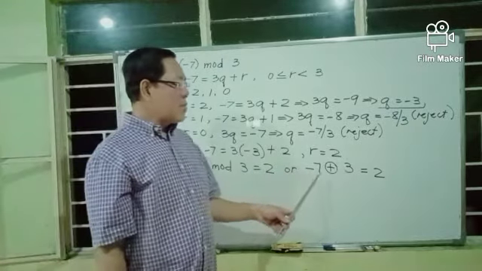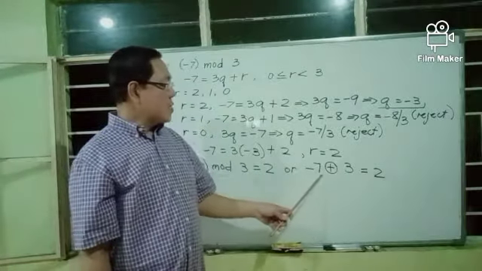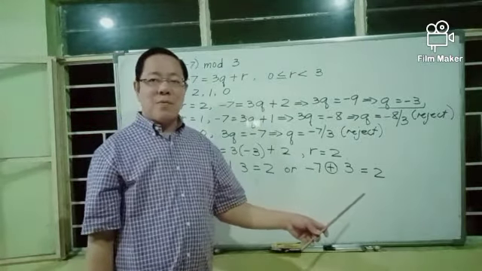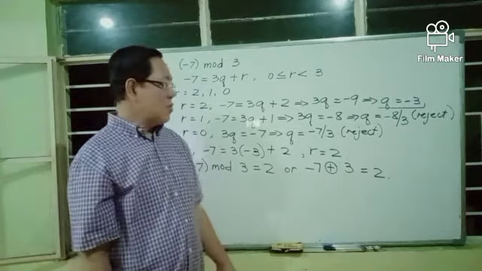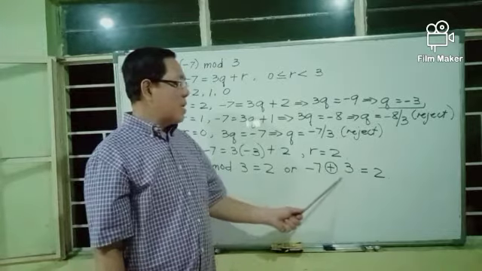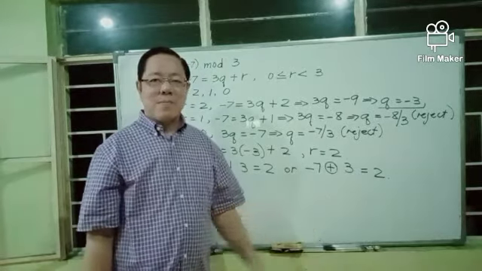Or we write negative 7 plus 3 is 2. In regular addition, negative 7 plus 3 should be negative 4. But in modular addition, or addition modulo 3, negative 7 plus 3 equals 2 modulo 3.